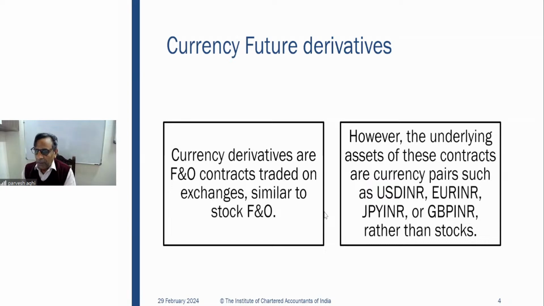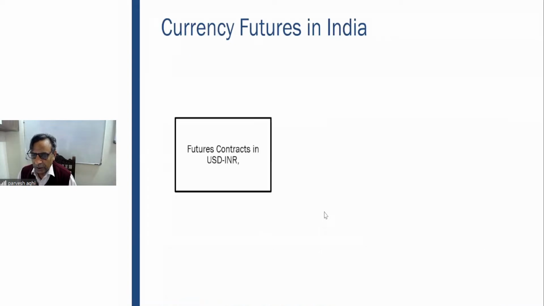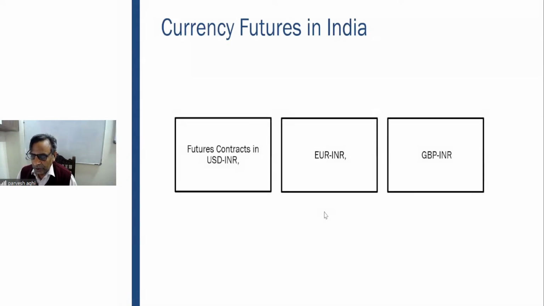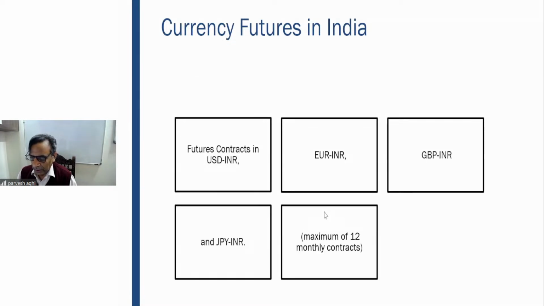Now, Indian markets give you a futures market in these 4 major currencies. And this is relevant to India, that there are only 4 currency pairs traded on the futures market: future contracts in USD INR, Euro INR, Pound INR, and Japanese Yen INR. Of course, abroad, you can go and trade in any currencies. It depends upon what they are offering.